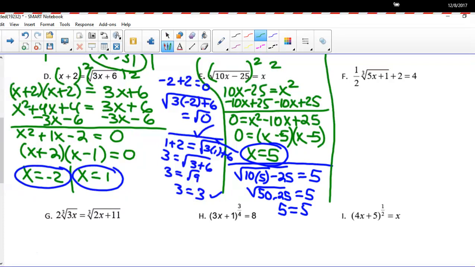All right, let's go to F. Okay, so first thing you want to undo is any adding or subtracting. So we're going to subtract 2 first.